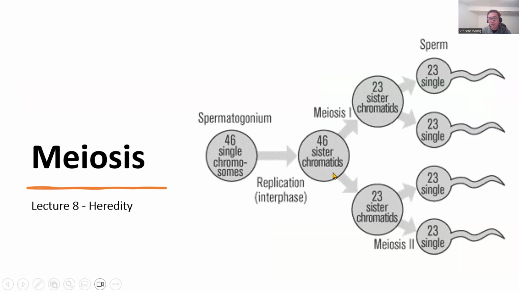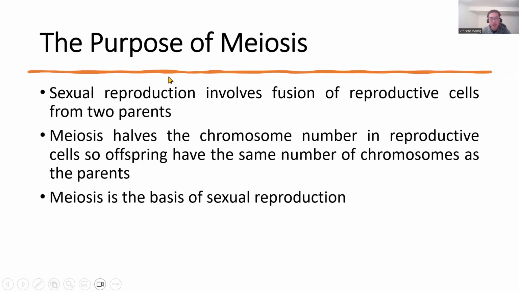So meiosis, right? The purpose of meiosis is to produce gametes. Gametes are basically sperm or egg. So I think it's coming up, but let's write it down first. Gamete equals sperm in male or egg. And these are, of course, required for sexual reproduction.